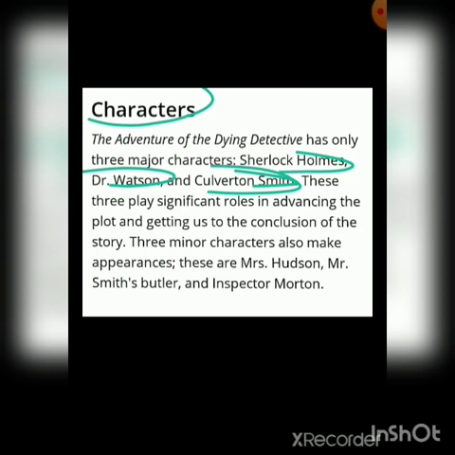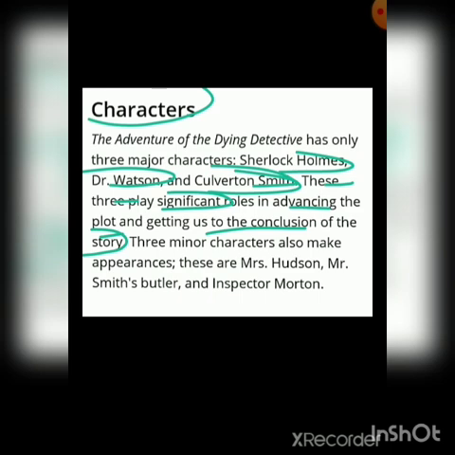And who's Dr. Watson? Dr. Watson is a doctor, who visits Sherlock Holmes at the insistence of his housekeeper, Mrs. Hudson, to check on him. So these three play significant, meaning important, roles in advancing the plot and moving the story on, getting us close to the conclusion of the story.